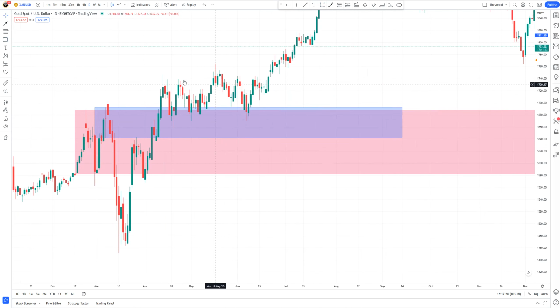And for gold, I would say that the daily and weekly time frames are the key zones that you guys need to be waiting and looking forward to trading in. Next, let's start looking at the H4 time frame.